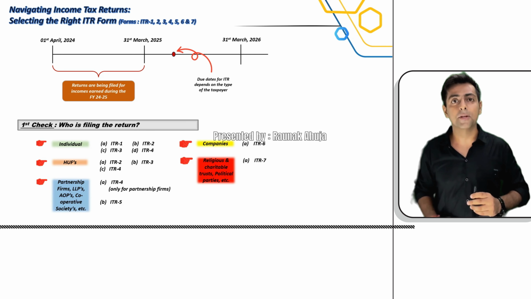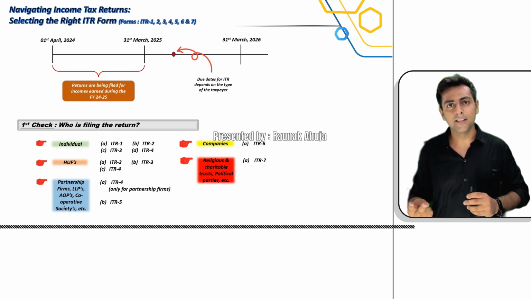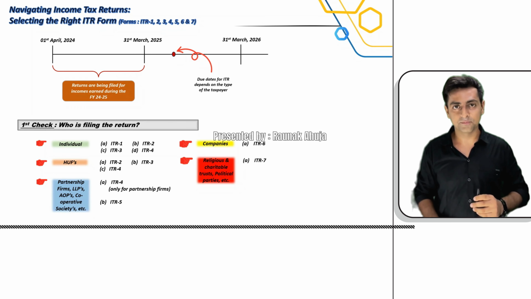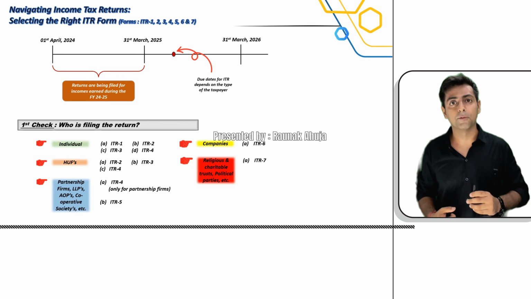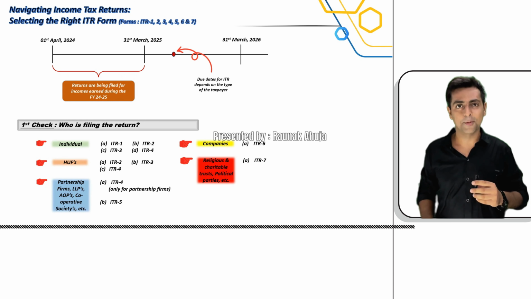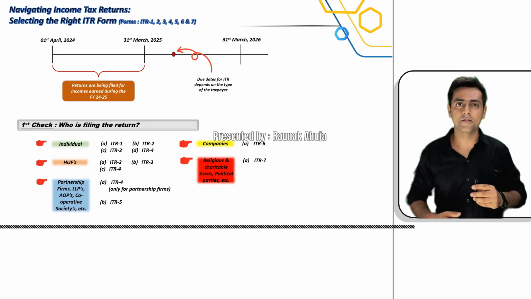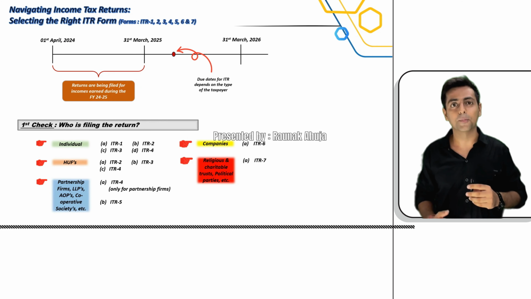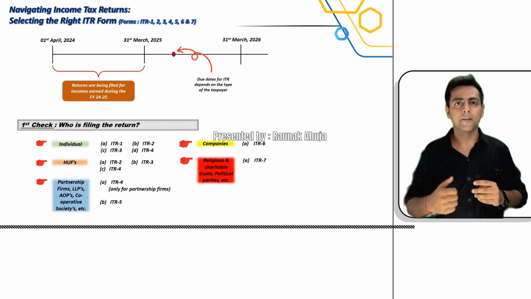In case the taxpayer is an HUF, then three forms are available: ITR 2, ITR 3, and ITR 4. In case it's a partnership firm or an AOP or a BOI or an LLP, the ITR forms that are available are ITR 4 and ITR 5. If the taxpayer is a company, the ITR form that would be applicable would be ITR 6. In case it's a religious trust or a charitable trust or a political party, ITR 7 would be applicable.